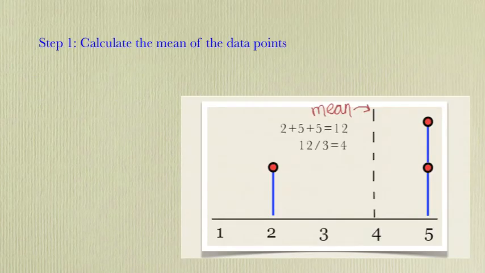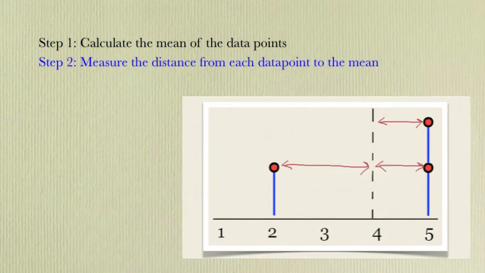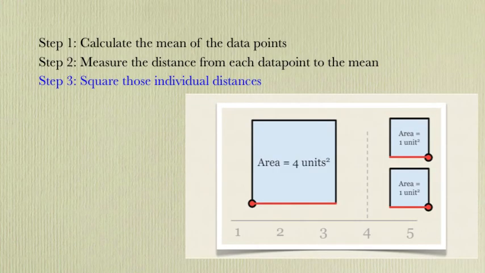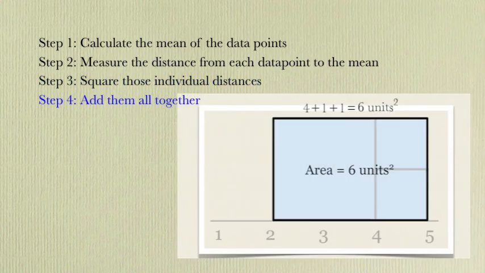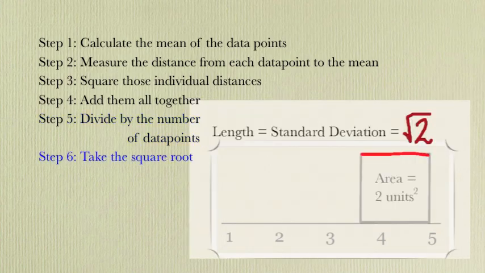Let's recap. First, we calculate the mean of our data points. Second, we measure the distance from each of our data points to the mean. Third, we square each of those individual distances. Fourth, we add up those squared distances. Fifth, we divide by the number of data points in our original sample. Sixth, and finally, we take the square root to give us the standard deviation.